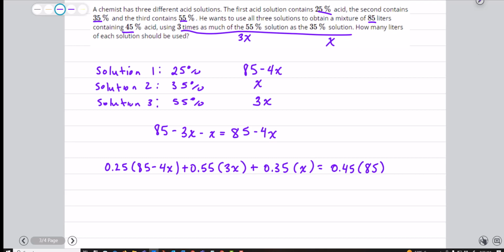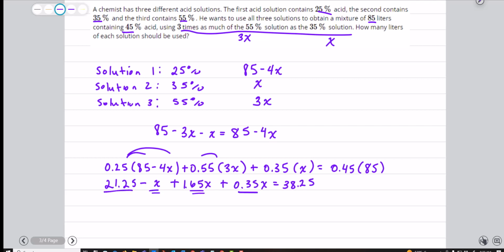So now I simply can just go through all of the algebra. Be sure that you're doing things like distributing. So I get 21.25 minus, that's like a quarter, 4 quarters, so 1x. Let's multiply this, plus 1.65x plus 0.35x equals 38.25.